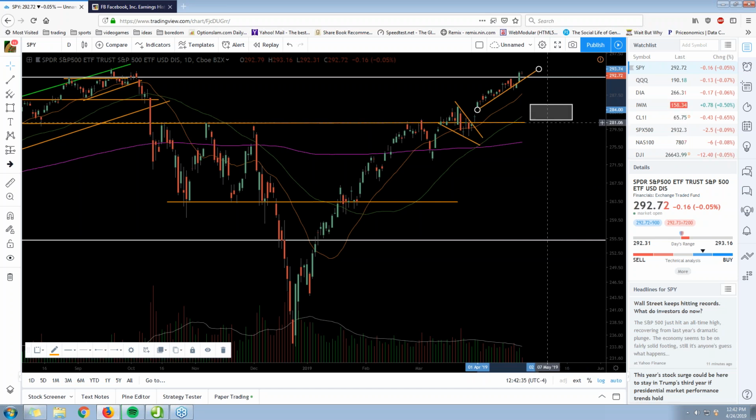So when we hit this level, I'm going to wait for some hammer candles, some bullish engulfing patterns, anything that gives me a better idea that we have found support and that the buyers are back in control before I want to get too heavily invested to the long side.